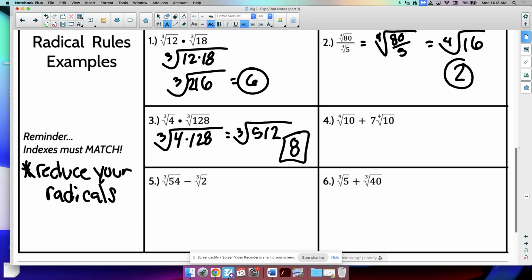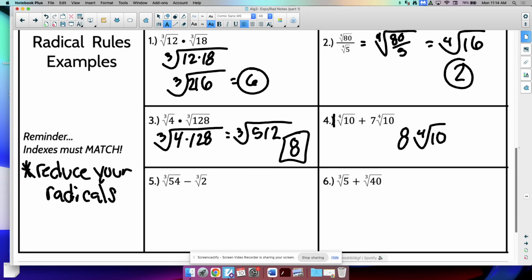Adding and subtracting. Do you see how these are both 4th roots of 10? For that 10, since they're the exact same, this one has a 7 in front. Our first radical, what number is technically always there? A 1. Don't overthink this. If I have 1 4th root of 10 plus 7 4th roots of 10, how many total do I have? 8 4th roots of 10.